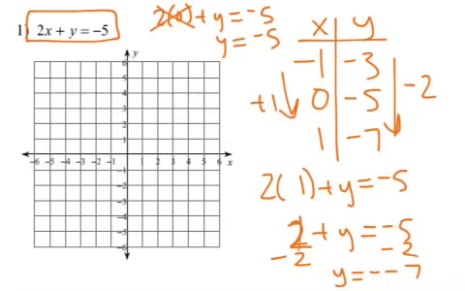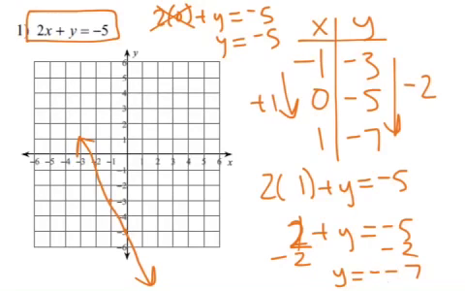Okay, so we could then plot those points. -1, -3, 0, -5, and 1, -7 would be right about there. And then you could draw your line, draw your arrows, and you could graph it that way.